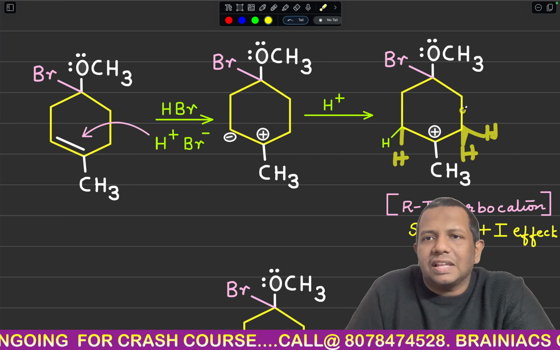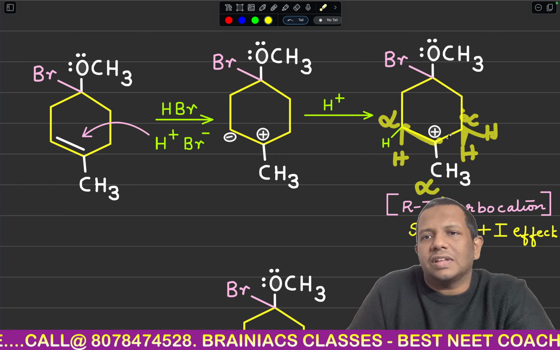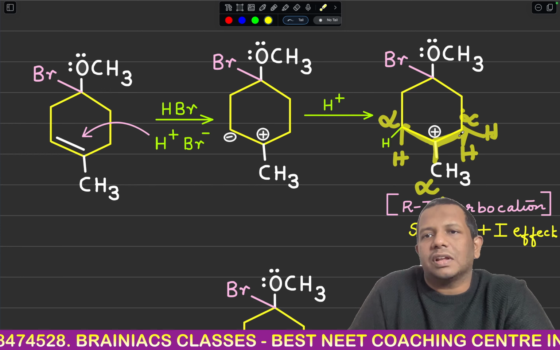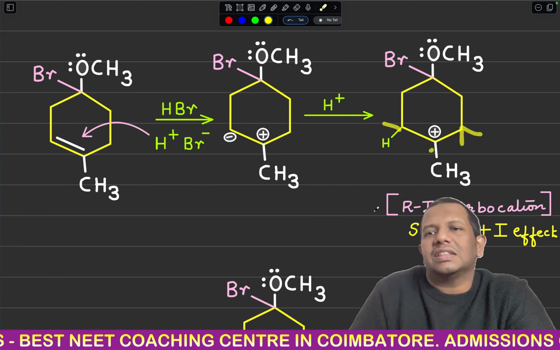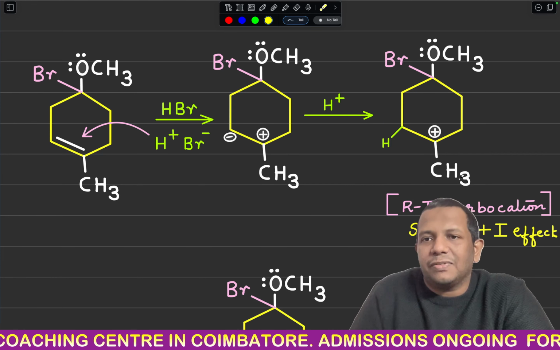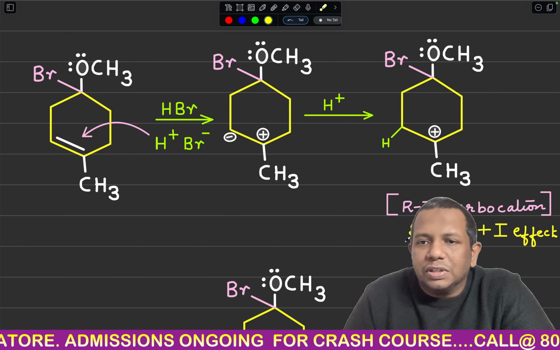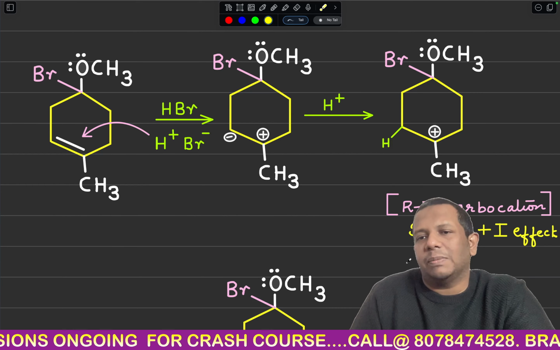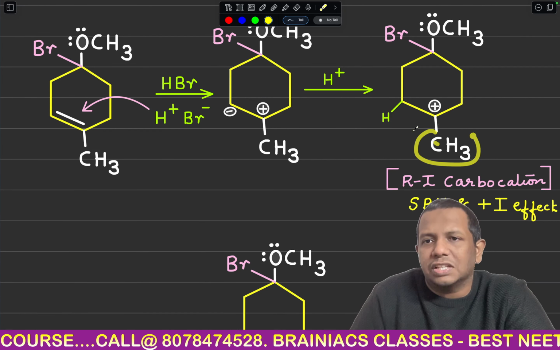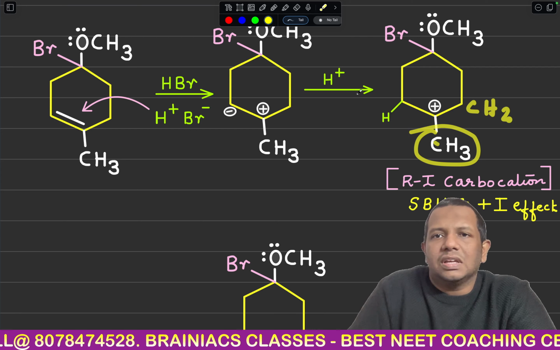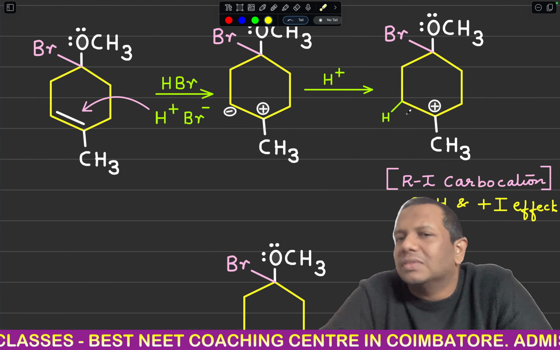This is my alpha carbon, and this is also my alpha carbon, because all these are connected to the positive carbon. Nearby carbons are called alpha carbons. So totally here 2, here 2 and here 3: 3 plus 2 is 5, 5 plus 2 is 7. So 7 alpha hydrogens are stabilizing this carbocation through hyperconjugation. Also there is a plus I effect from the CH3 group, and the CH2 groups present here as well. So through the plus I effect also, this carbocation is highly stable.